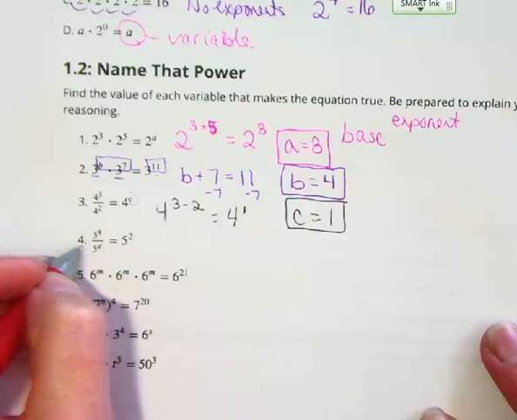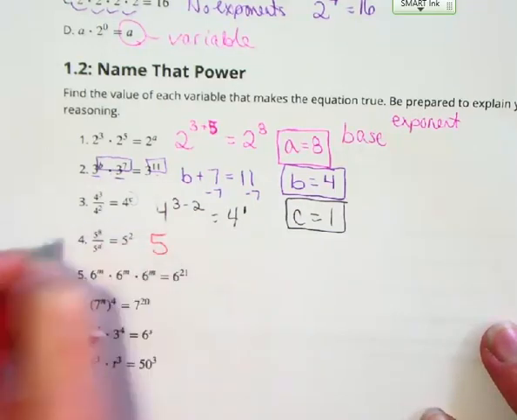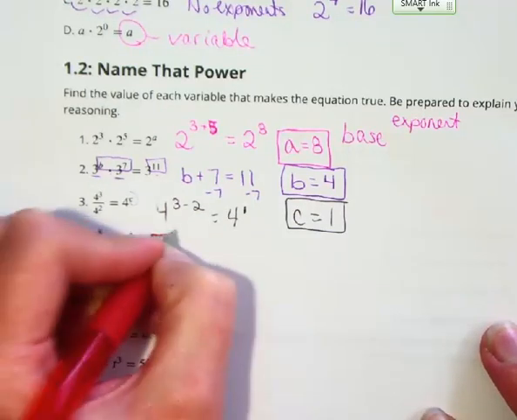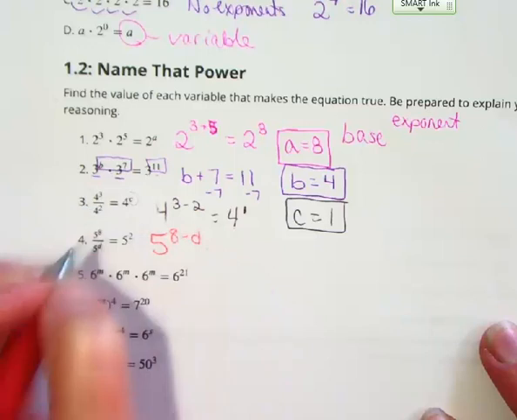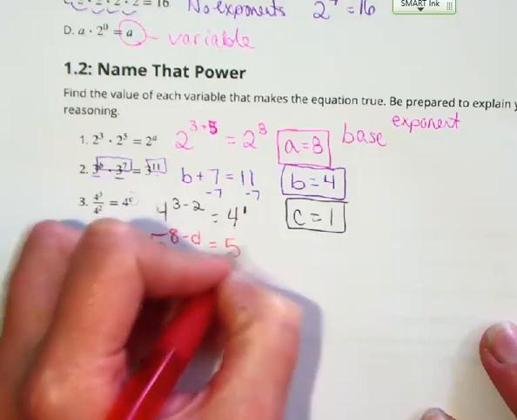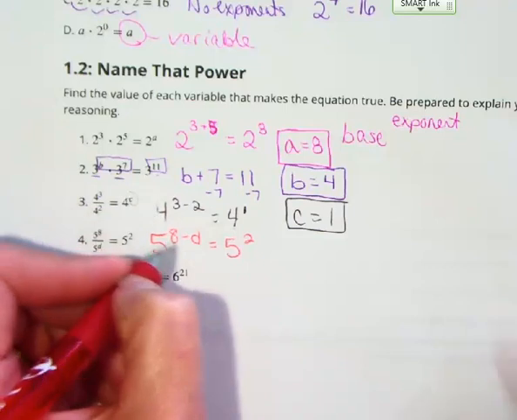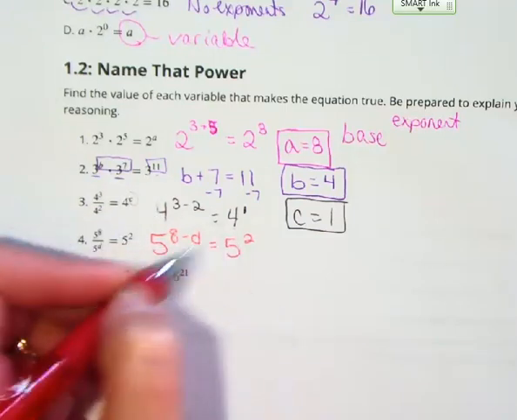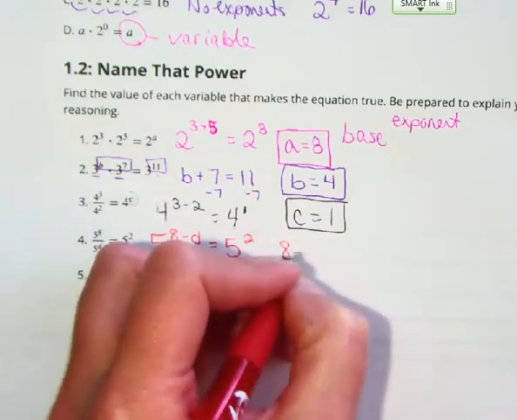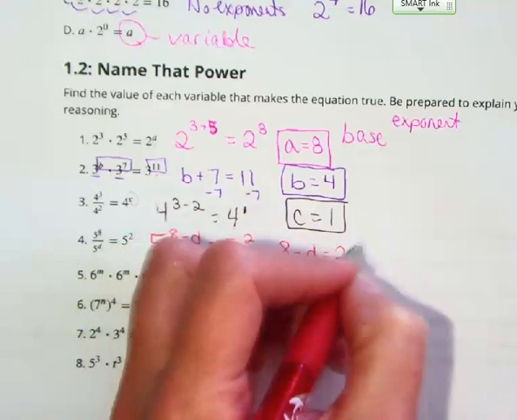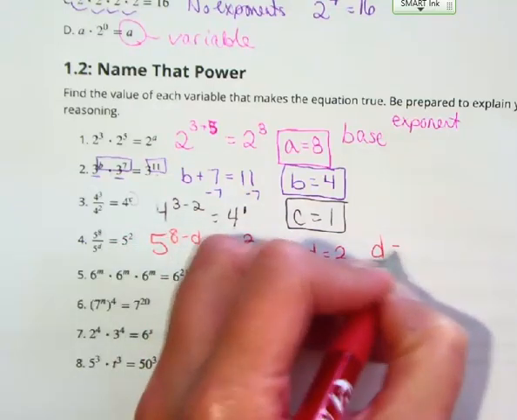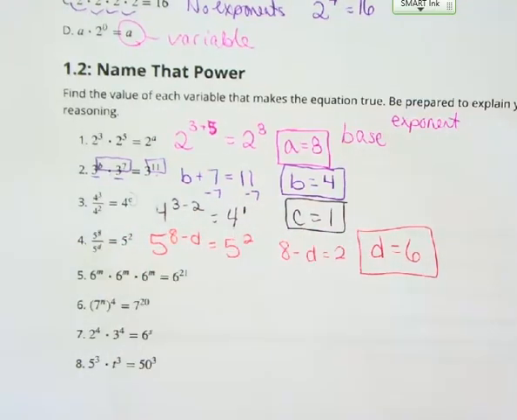Number 4, we're going to do the same thing. We're going to have subtraction going on. 8 minus d in our exponent is going to have to equal 5 to the second power, according to our equation. So 8 minus d has to equal 2. If 8 minus d equals 2, d has to equal 6 to make that true.